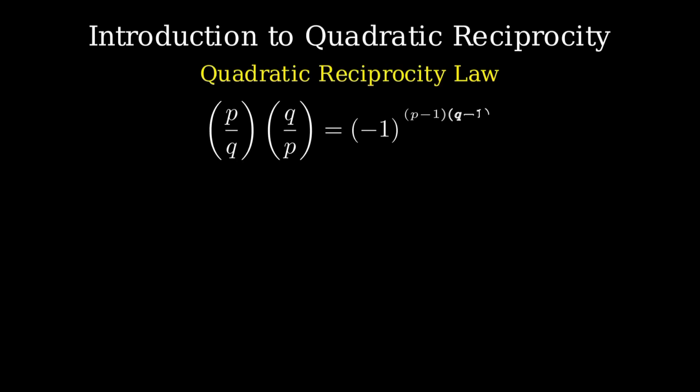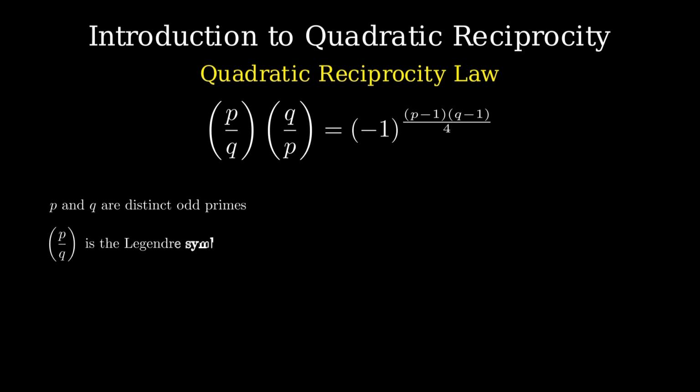If p and q are distinct odd prime numbers, then the product of the Legendre symbols, p over q and q over p, equals -1 raised to the power of (p minus 1) times (q minus 1) divided by 4. This is known as the Quadratic Reciprocity Law. But what does this actually mean? Where does it come from? Let's break it down step by step.